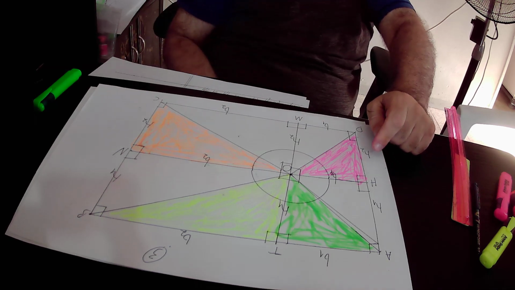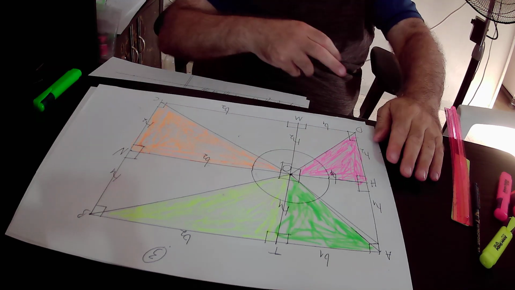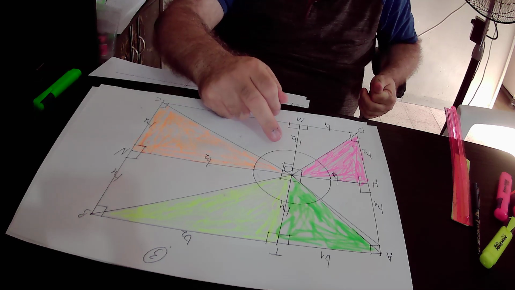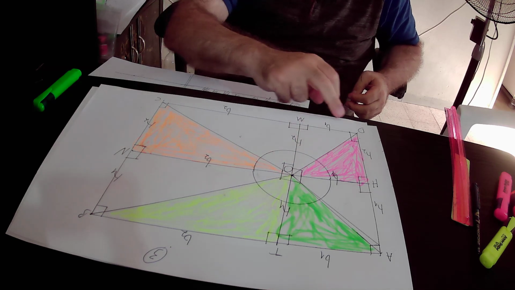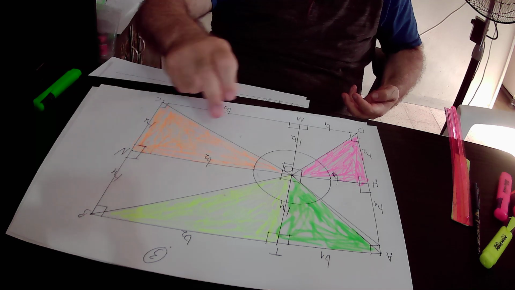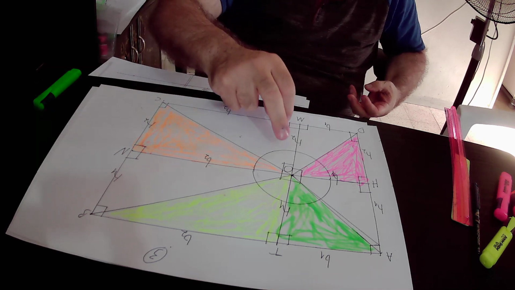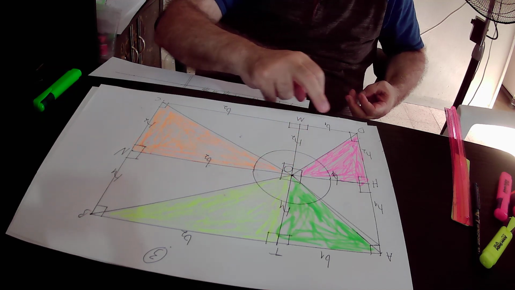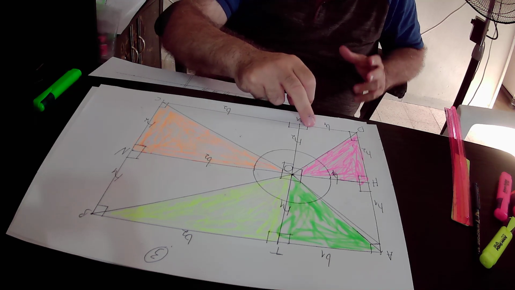Because side AB in rectangle ABCD is parallel to side DC, it means that the perpendicular to AB must also be perpendicular to DC. I repeat, because side AB in rectangle ABCD is parallel to side DC, the perpendicular from point O must also be perpendicular to DC. That is to say, this angle equals 90 degrees and this angle equals 90 degrees.